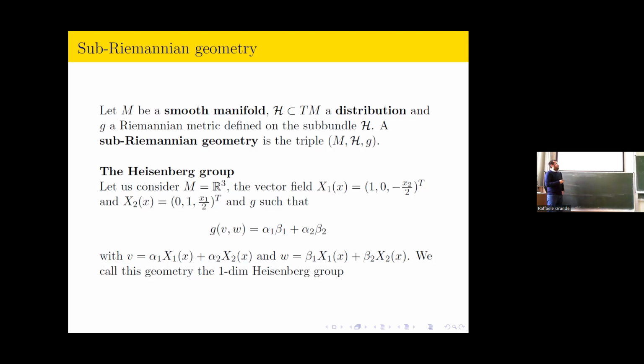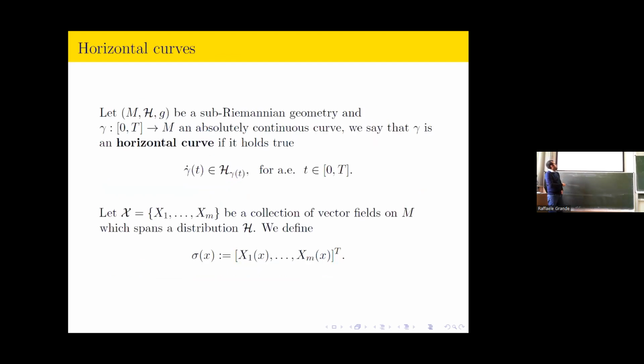Then, of course, there is a condition. Practically, you can compute the commutator between X1 and X2, and you obtain a third vector field (0, 0, -1). So starting from these two vector fields, you can recover a third vector field that gives you all the tangent space at every point. This is called the Hörmander condition, something that is often applied in this kind of geometry.